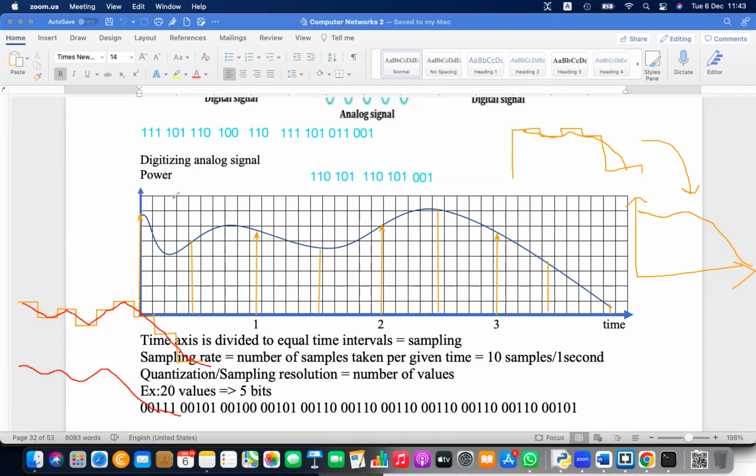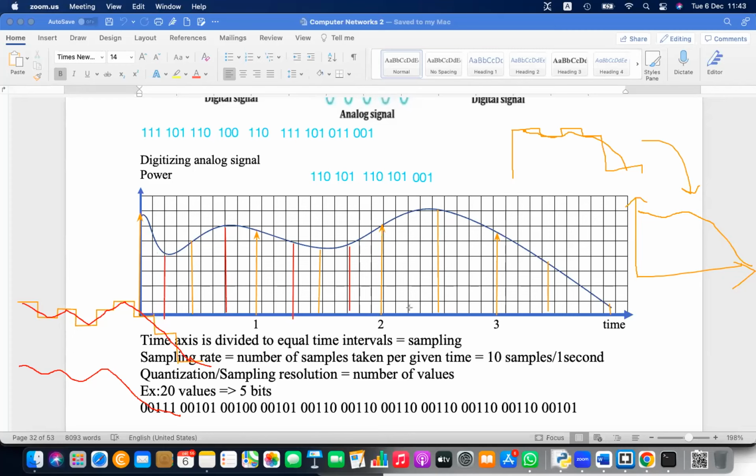Now can you see the signal is more accurate than the previous one. The signal is more accurate, but still not the same. Maybe you can increase sampling another 2 times. And you have to again sample, so you have to again divide into some more samples. So can you understand why sampling is important?